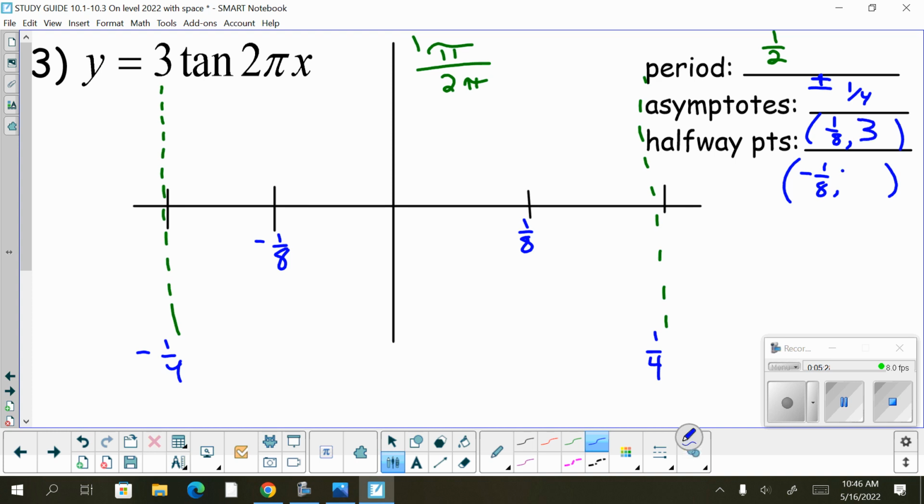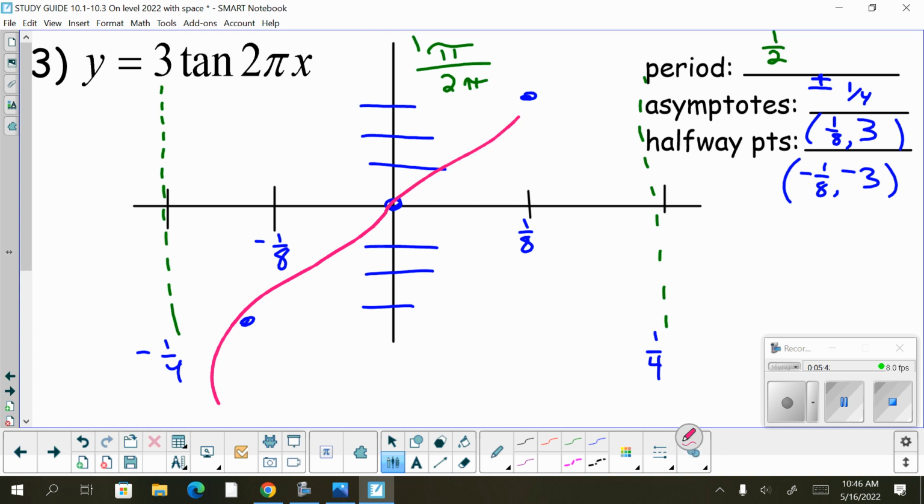3. Yep. So at 1/8, you'll go up to 3. At negative 1/8, you'll go down to negative 3, and those are your halfway points. Don't forget, all tangent graphs have a point at 0, 0, and you're ready to connect your dots and make a snake. Now, sometimes I'm really terrible at drawing these.